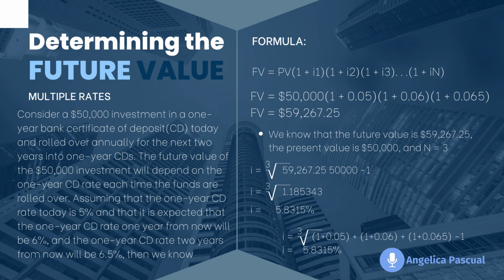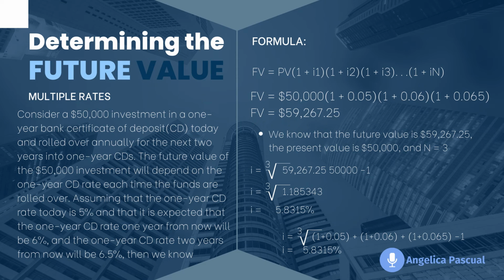To continue this example, to get the annual interest rate over this period, we know that the future value is 59,267.25 and the present value is $50,000, and N is 3. This is the formula: I equals the cube root of $59,267.25 over $50,000, minus 1, equals the cube root of 1.185345 minus 1, equals 0.058315, or 5.8315%. There is also an easier formula.